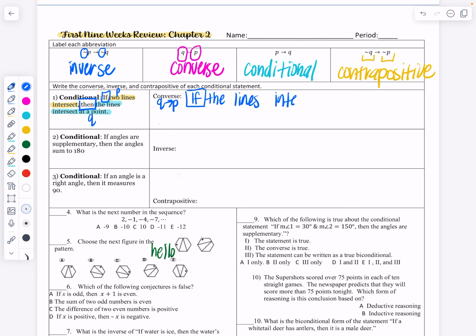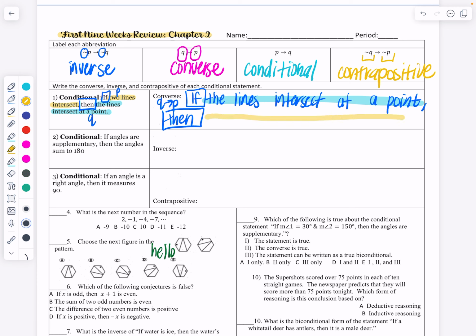If the lines intersect at a point, okay, so I'm going to go ahead and do that in blue. If the lines intersect at a point, what do we know? Then yellow. So what's my yellow stuff? I can literally just copy paste it right here. Then two lines intersect. If two lines intersect, then the lines intersect at a point is my conditional. My converse is if the lines intersect at a point, then two lines intersect.